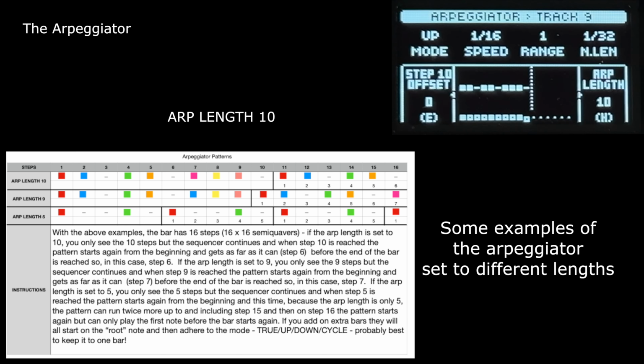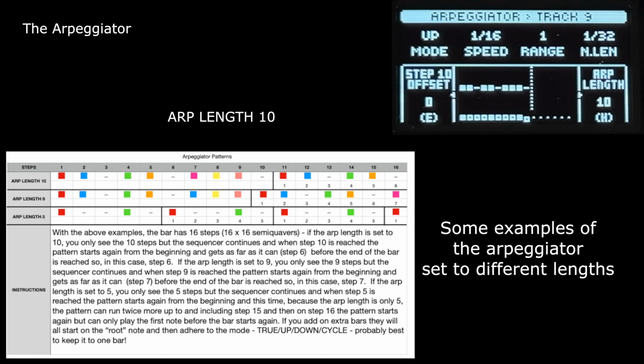What actually happens is this. We only see the 10 steps on our screen on the Digitone. The sequencer carries on once those 10 steps have been reached. Once it's reached that 10th step, it starts that pattern again. So for steps 11, 12, 13, 14, 15 and 16, it's actually playing steps 1, 2, 3, 4, 5 and 6.